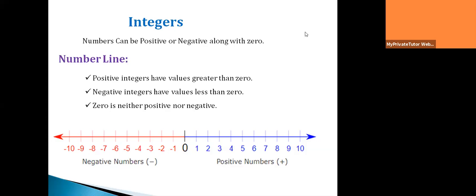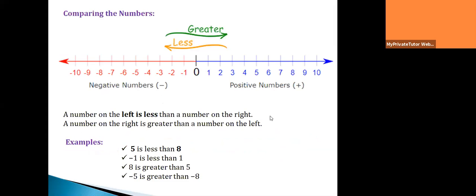Now let's go to the comparison of numbers. How do we compare numbers? Generally, we compare numbers using the greater than sign, less than sign, or greater than or equal to sign. Generally the negative numbers are the smaller numbers and the positive numbers are the bigger numbers. This side of the number line is the negative side, which is nothing but negative numbers.